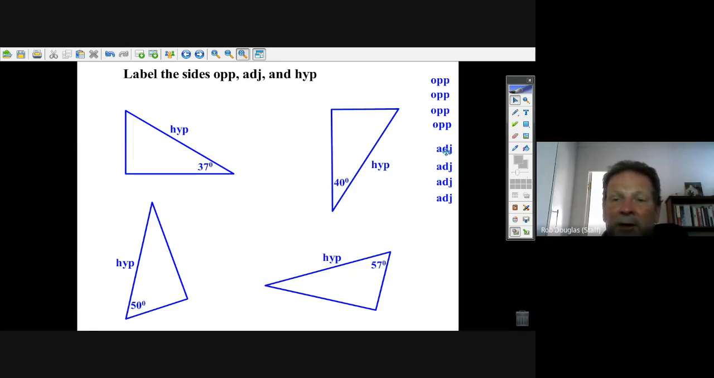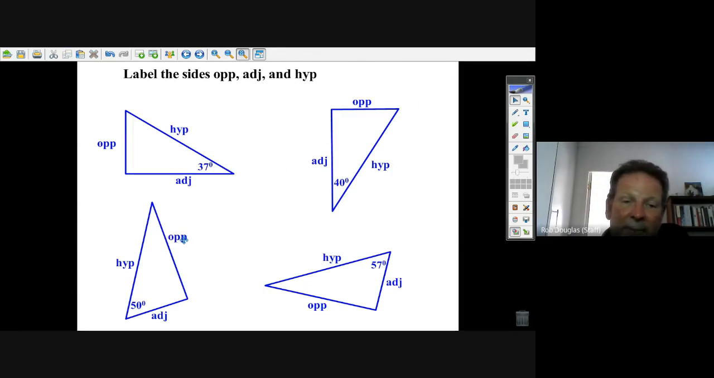Now let's find the adjacent side. I think it's the next easy thing. There's 37 degrees. Adjacent means right next to it. So there's the adjacent side for this one. There's 40 degrees, that side's adjacent. There's 57, that side must be adjacent. There's your 50 degrees, that side must be adjacent. What's left is the opposite side. There's the side opposite 37. There's the side opposite 40. There's the side opposite 57. And there's the side opposite 50.